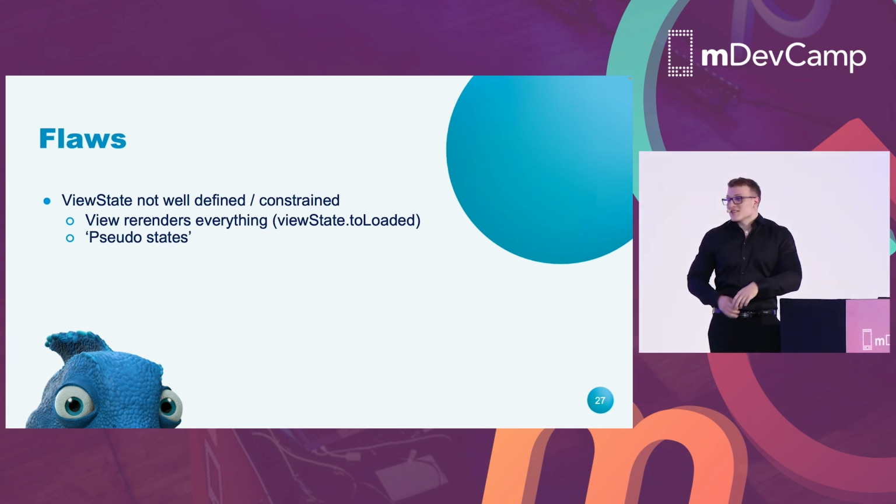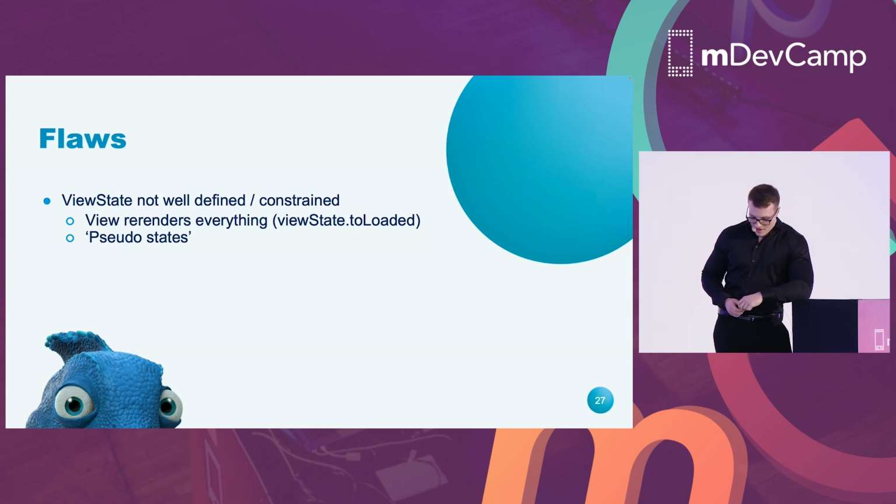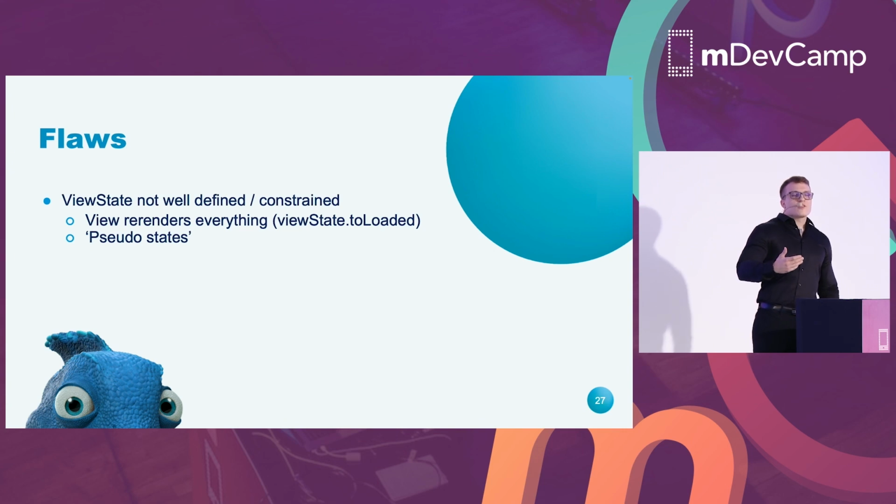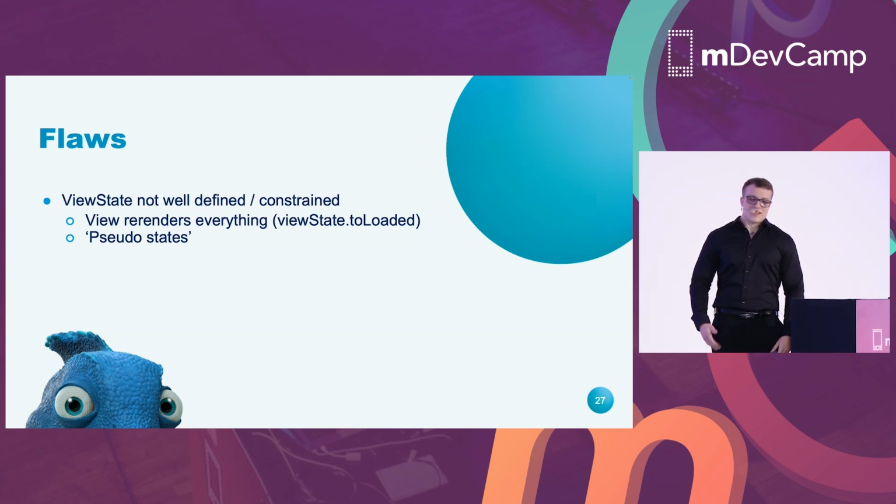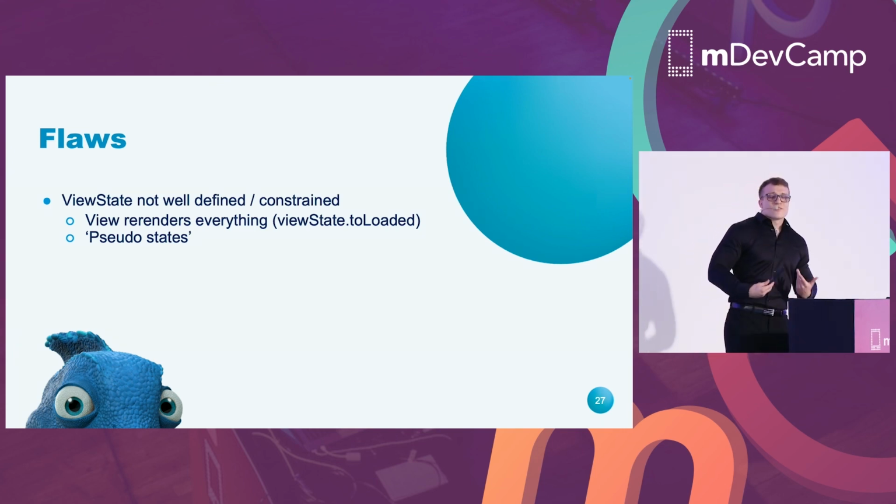Again, just like the use cases. First things first, view renders everything. Imagine just one thing changes, and you set view state to loaded, and view will do all the things for the loaded state. That's not optimal, right?